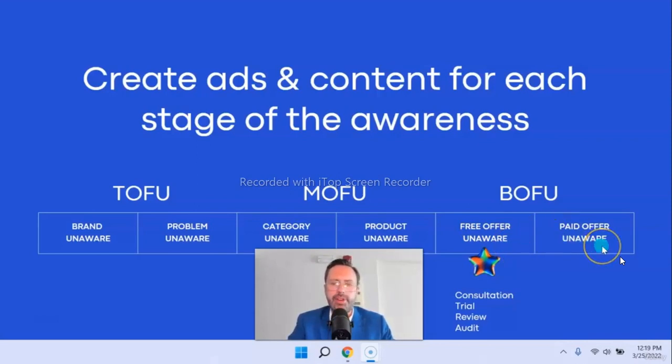Now, at the very bottom of the funnel, we have paid offer unaware. So people that maybe aren't aware of your contract terms, they don't know about pricing negotiations. And really, this is the space of your account executives, the people that are going to put together the right proposal that will ultimately be agreed upon by the prospect. Now, there is a small role that we can play in marketing here on the advertising side through things like retargeting, but it's primarily where sales is going to have the most strength.